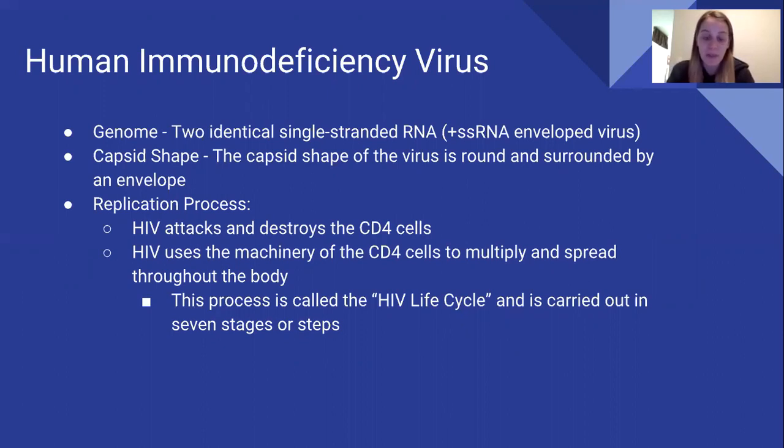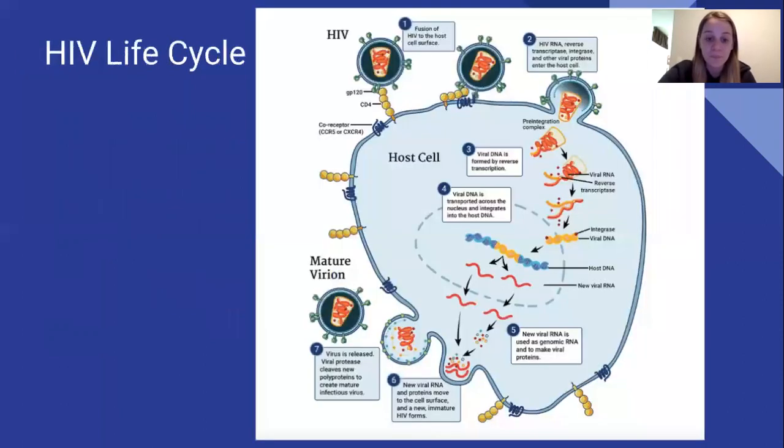In order to replicate, HIV attacks and destroys the CD4 cells of the immune system. CD4 cells are a type of white blood cell that play a major role in protecting the body from infection. HIV uses the machinery of the CD4 cells to multiply, or make copies of itself, and spread throughout the body. This process, which is carried out in 7 steps or stages, is called the HIV life cycle.